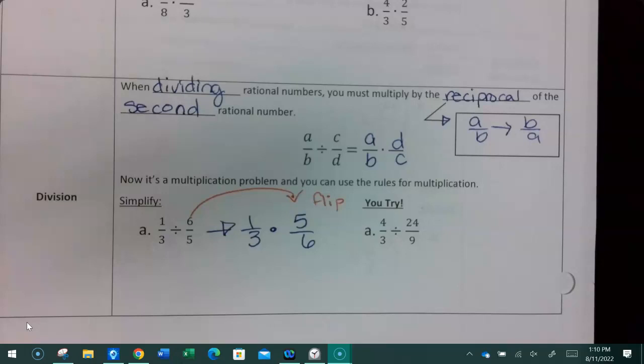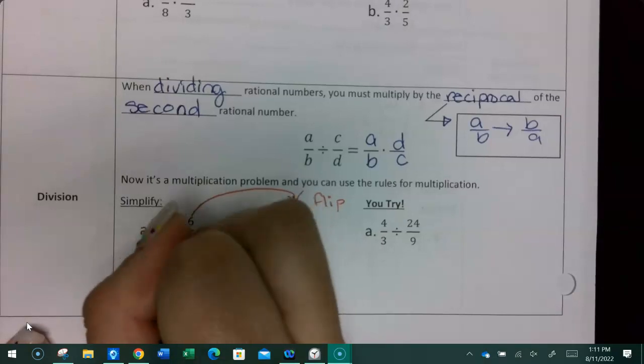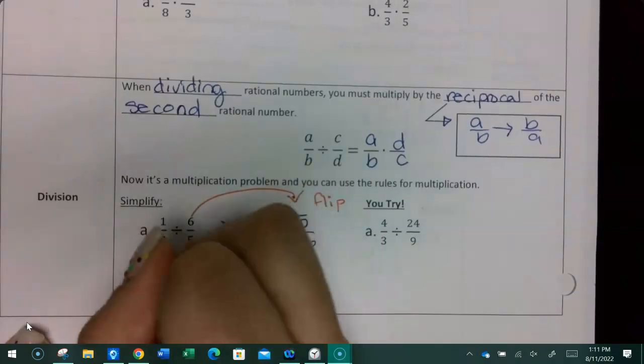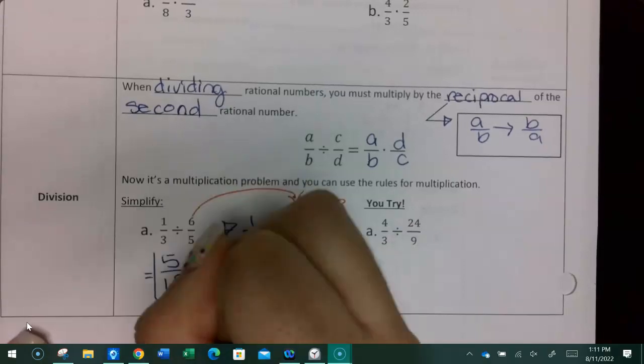Okay, so then, just like before, I'm going to multiply. Is there anything I can cross cancel? No, so then I just multiply straight across. 1 times 5 gives me 3 times 6. Can I simplify 5 over 18? That's my final answer.